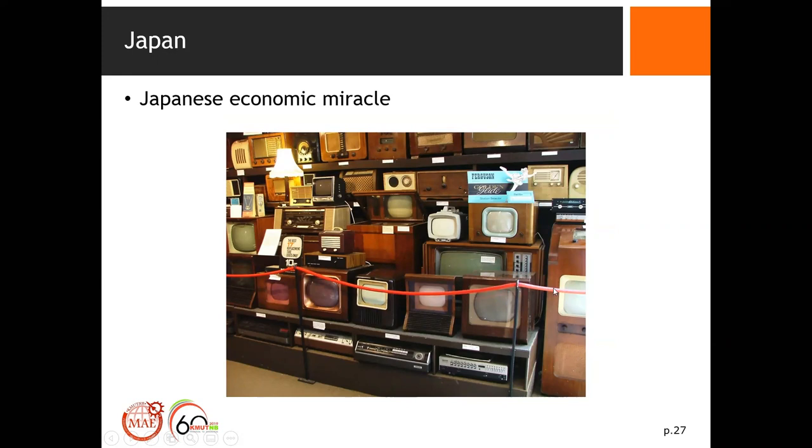If you have a chance to visit Tokyo, there is one museum and I would suggest you pay a visit. It's called the Edo Museum or something, I don't remember. If you go to that museum, you will find the history of Japan. It's worth a visit, I really suggest. And you will see the inventions of Japanese people. It's very impressive.